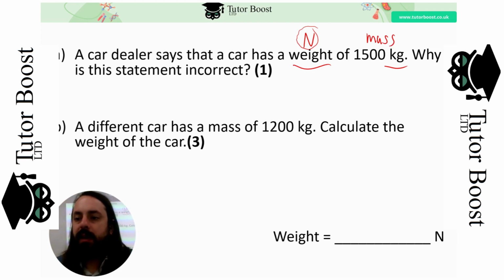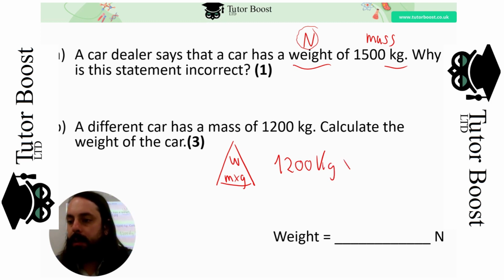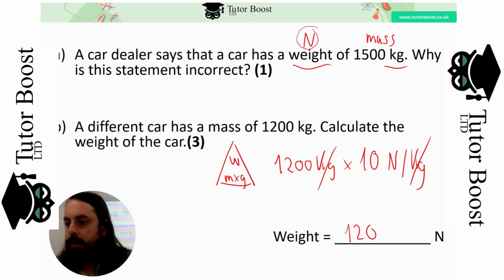Okay? A different car has a mass of 1,200 kg. Now he's saying it correctly. Calculate the weight of the car. Now let's remember the triangle. We've got W at the top, then M times G. So really simple. We multiply the mass by 10, so 1,200 kg times 10 newtons per kilogram. And then the answer is 12,000 newtons. That would be it.